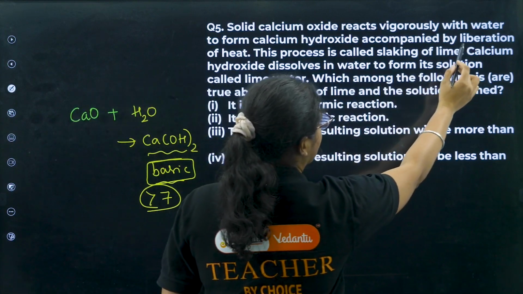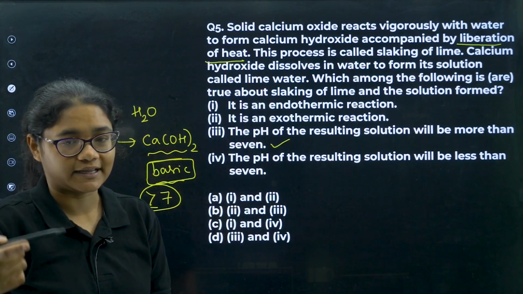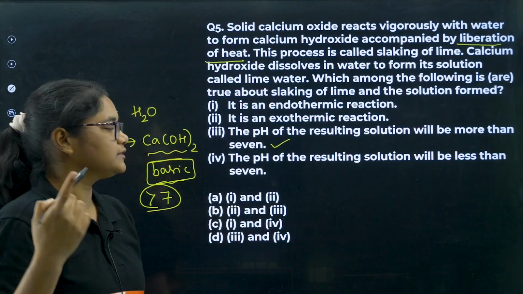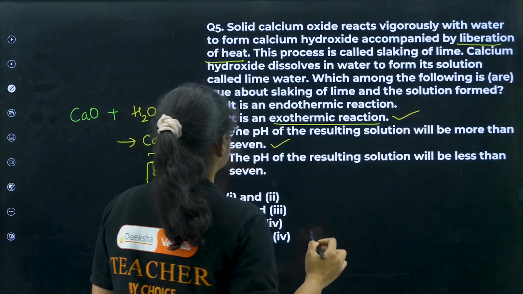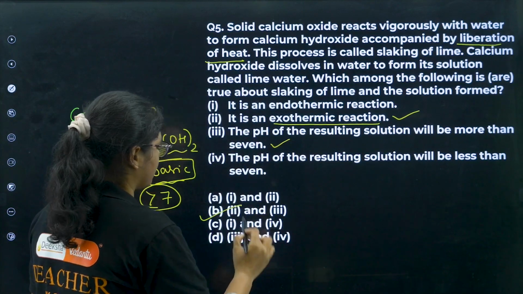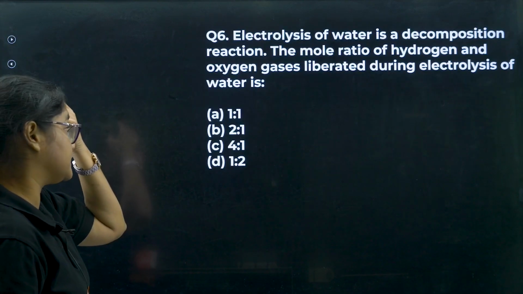Now here you can see accompanied by the liberation of heat. So if liberation of heat has taken place, that means heat is produced. So this is an exothermic process, right? Exothermic reaction. So we have 2 and 3 as the correct answer, option number B, okay. Next we have question number 6.